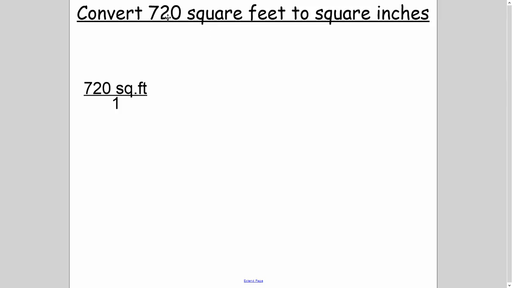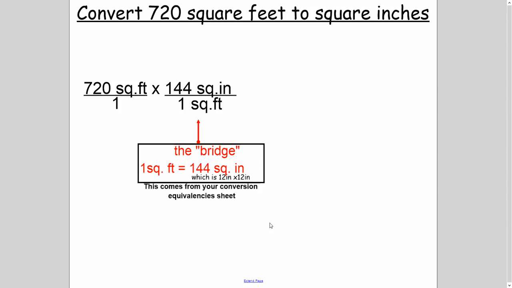Okay, so we're going to convert 720 square feet to square inches. So we start off, step 1, put it over 1. Step 2, take the thing we want to get rid of and put it in the denominator. So we're going to make a bridge. And we want to get rid of square feet, we'll put them in the bottom. We want square inches, we put it on the top. And this number, the 1 and the 144, we get by looking at our conversion sheet.